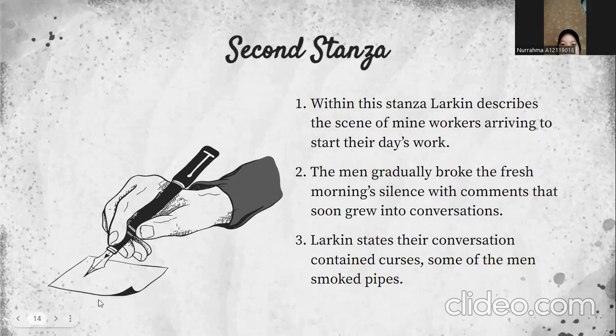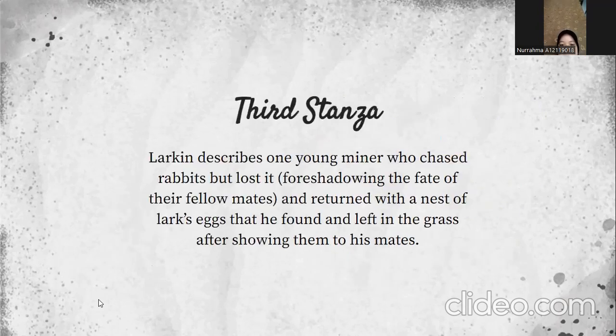And the second stanza. Within this stanza, Larkin described the scene of mine workers arriving to start their day's work. The men gradually broke the morning silence with comments that soon grew into conversation. Larkin stated their conversation contained curses and some of the main smoke pipes. Next slide, please.